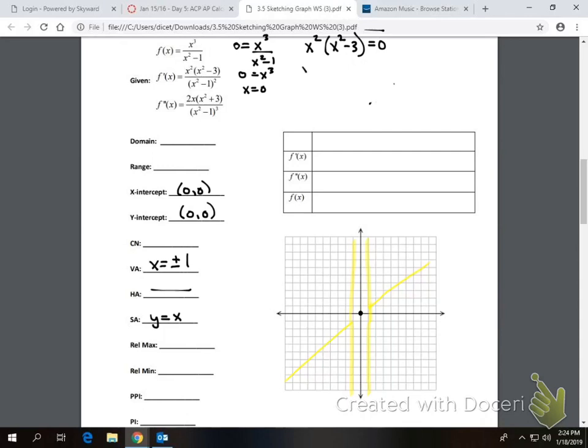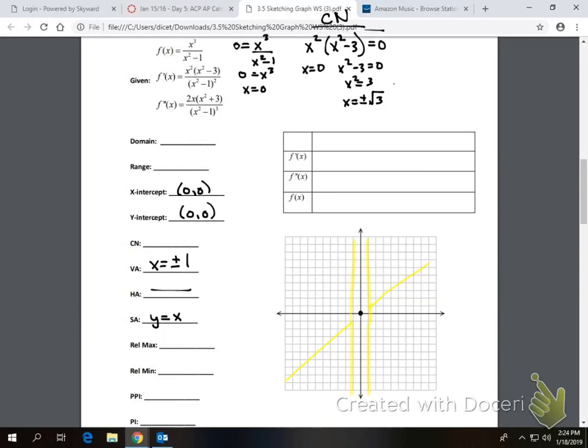I already found that x equals 0. And x squared minus 3 equals 0, so x squared equals 3. Therefore x equals plus or minus square root of 3. But for critical numbers, I also have to find where the derivative is undefined.